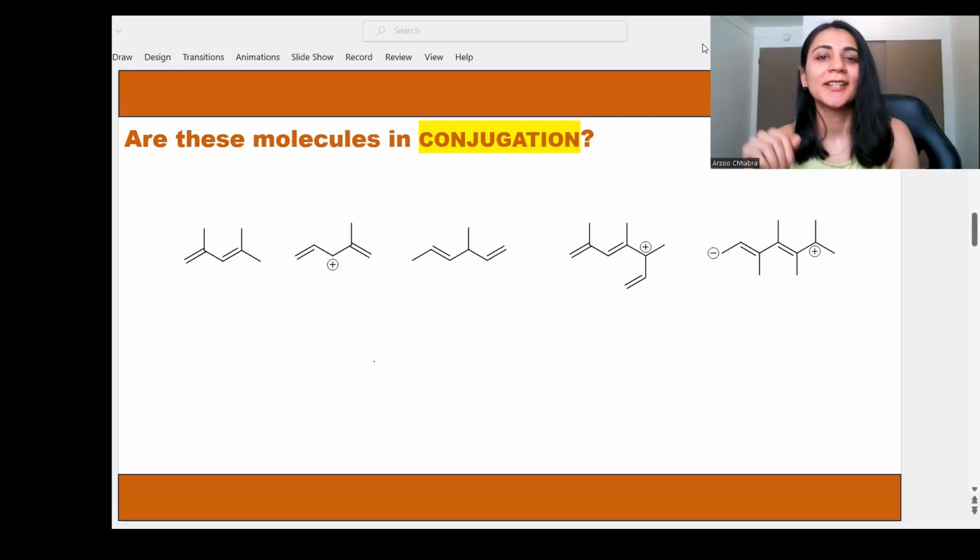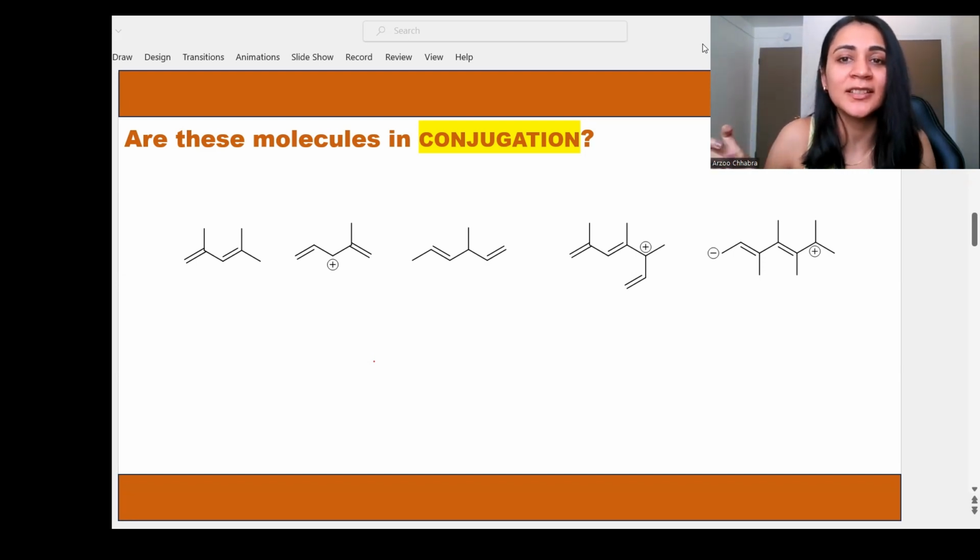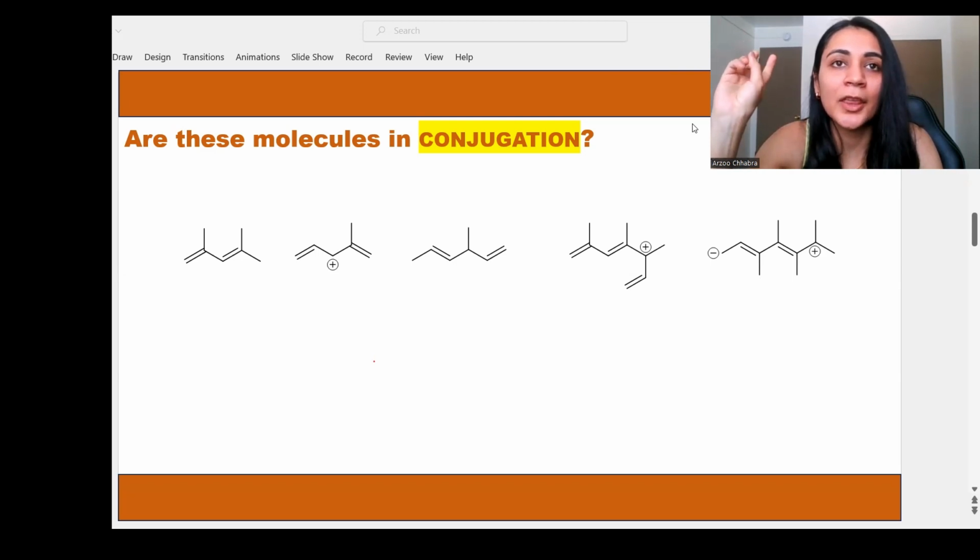Hello, everyone. Today we're going to talk about conjugation, and we'll talk about conjugation in terms of chemistry, right? So what does the term conjugation actually mean in the English language? Conjugation means to be connected to each other. Conjugation means to be in line with each other, or in line meaning in connection with each other. So that's what the English word conjugation means, right?